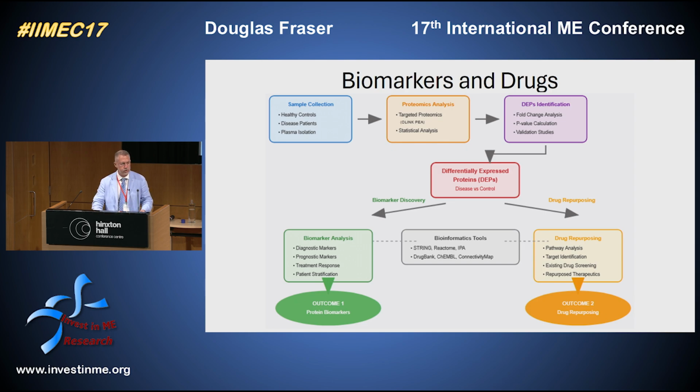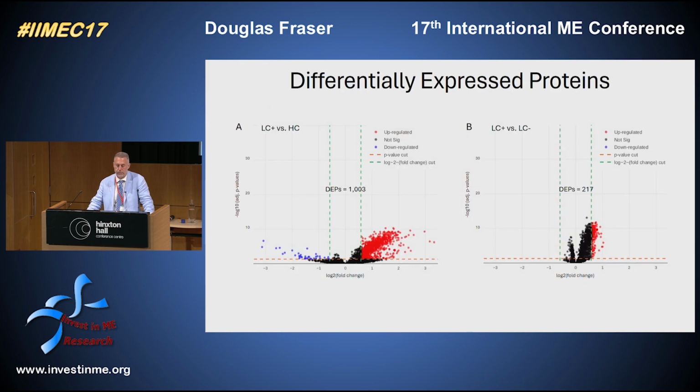Going back to some data that I showed just a couple of days ago, I'll just show this brief slide, which reflects our differentially expressed proteins between our long COVID positive patients on the left and our healthy controls. And on the right, you've got the long COVID patients versus the long COVID negative. The red, of course, reflects statistically significant upregulated proteins. The blue represents downregulated proteins, about an 80-20 split, which isn't uncommon in inflammatory conditions.